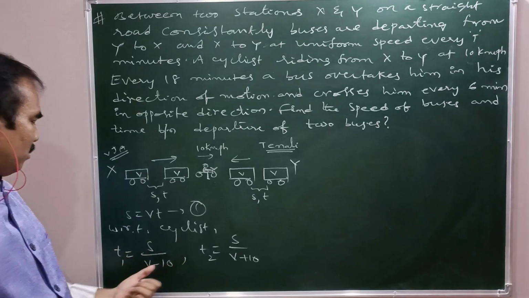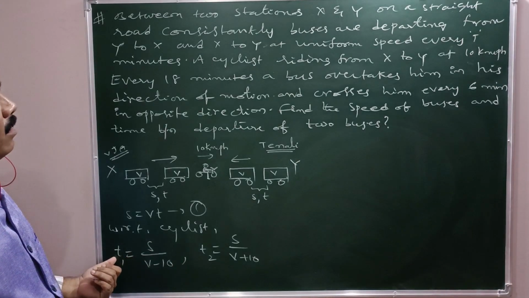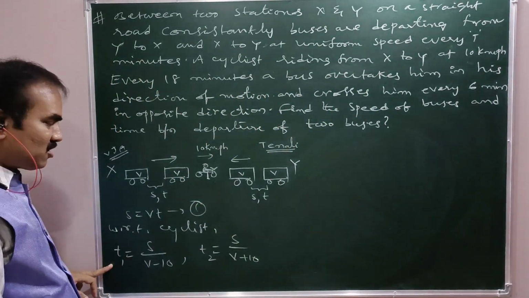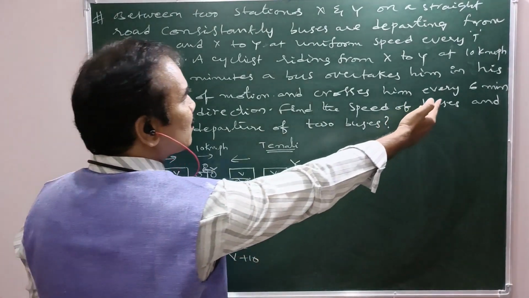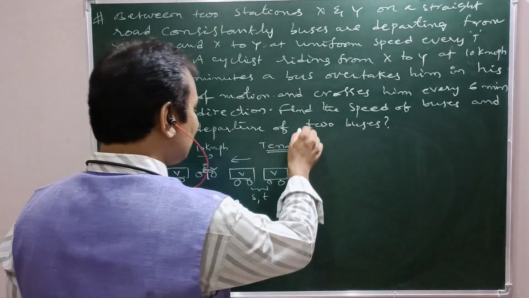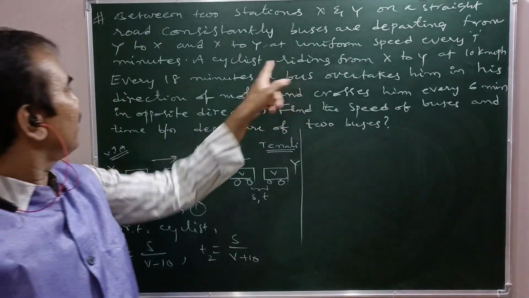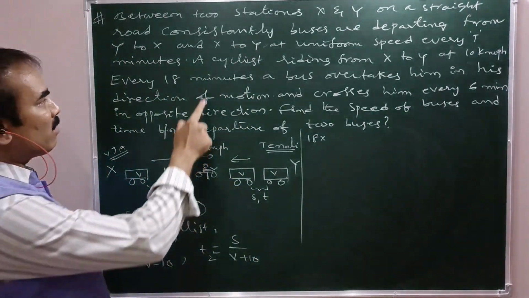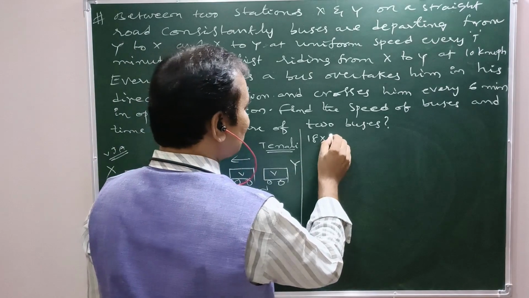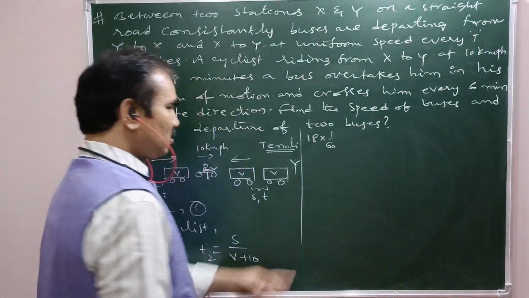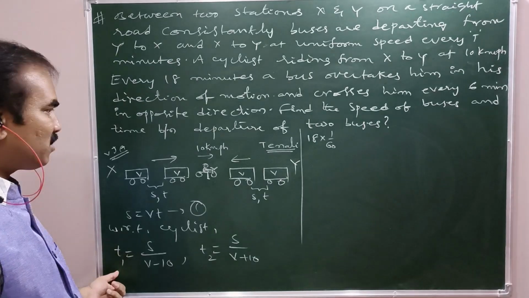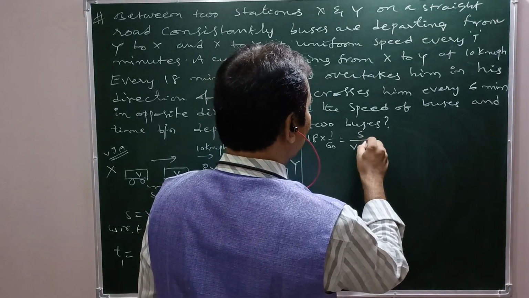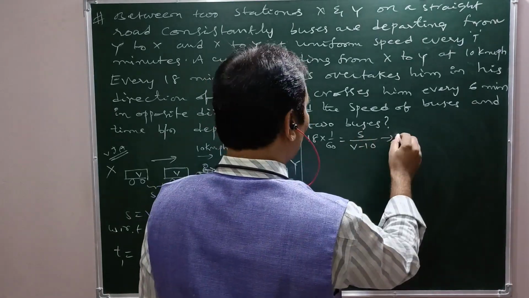What is the time interval in overtaking, in this direction of motion? That is 18 minutes, so T1 means 18 minutes. Here T2 means the opposite direction, which is 6 minutes. If 18 minutes is converted into hours, 1 minute equals 1 by 60 hour, so 18 minutes means 18 into 1 by 60, that is equal to S by V minus 10. Right? So equation number 2.